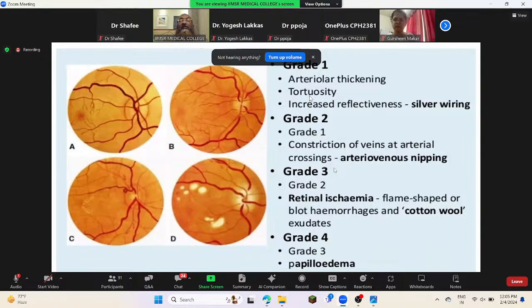To summarize, grade 1: arterial thickening, tortuosity, increased reflectiveness, silver wiring. Grade 2: grade 1 plus constriction of veins at arterial crossings, arteriovenous nipping. Grade 3 is grade 2 plus retinal ischemia, that is flame-shaped hemorrhages or blot hemorrhages and cottonwool exudates. Grade 4 is grade 3 plus papilledema.